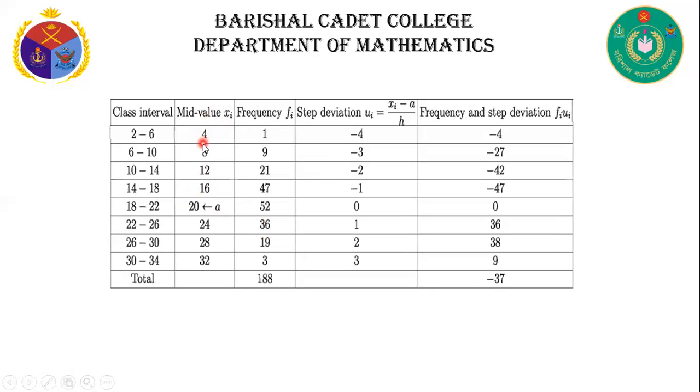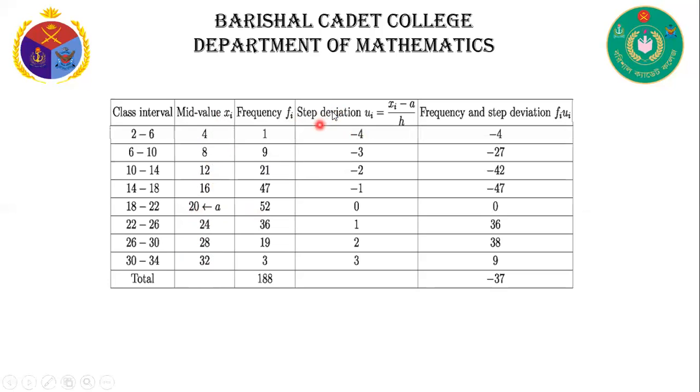We always try to follow the middle term. That means 1, 2, 3, 4, 5, 6, 7, 8. Here the total number of terms is 8. So we always try to take one of the two middle terms, either 16 or 20. We take A. Here we take A is equal to 20.